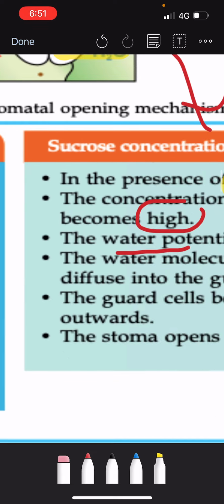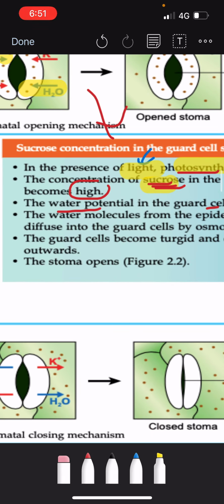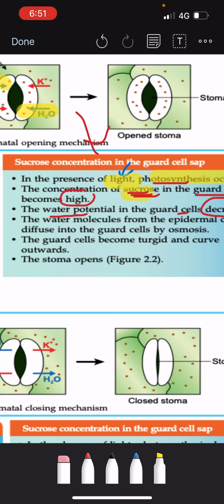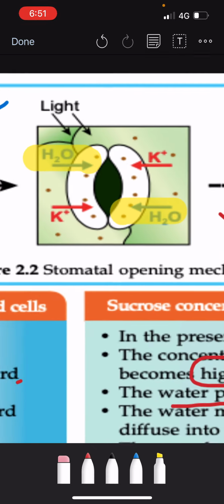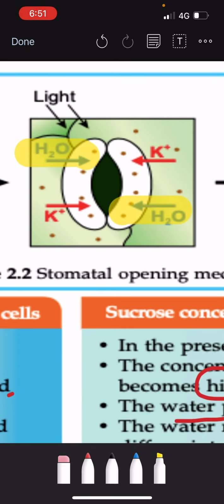So, that causes, okay, the water molecule to move or diffuse from the adjacent cell into the guard cell by osmosis. That causes the guard cell to become turgid and curve outward. Okay, when the guard cell, actually not only guard cell, any plant cell, when a lot of water enters, the vacuole will enlarge. Okay, and then it will push the plasma membrane against the cell wall. If you still remember, chapter 3.